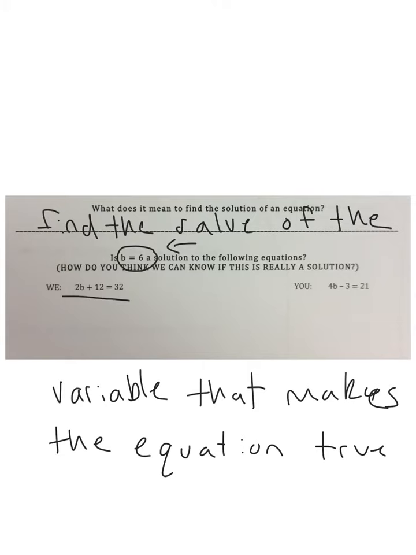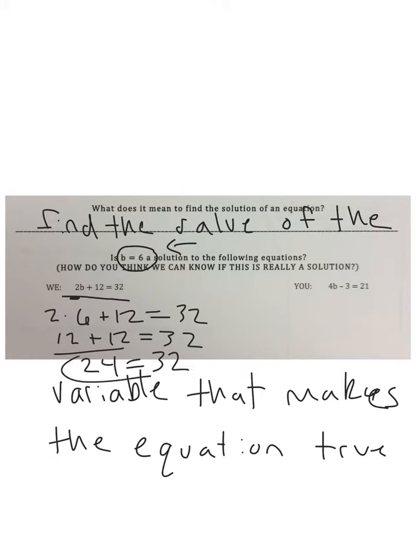So we'll plug this in. B equals 6. We notice 2 and b are next to each other, and that means they're multiplying. So we're going to have 2 times 6 plus 12 equals 32. 2 times 6 is 12, so now we have 12 plus 12 equals 32. And when I add 12 and 12 together, I should get 24 equals 32. And that is my final answer there.